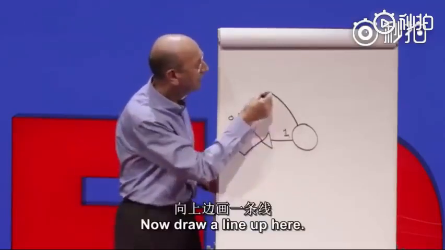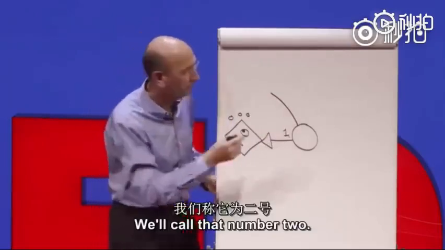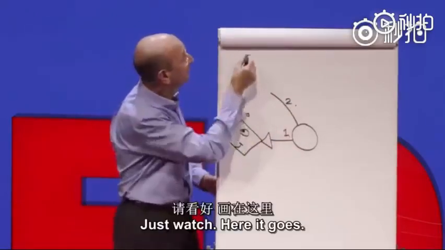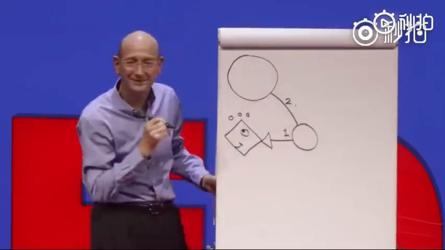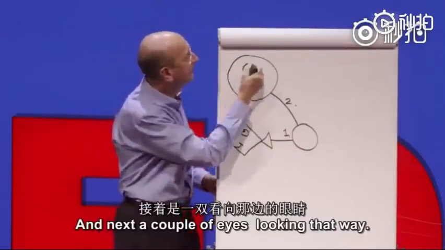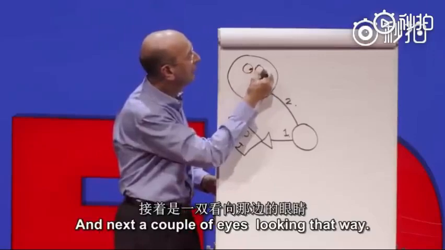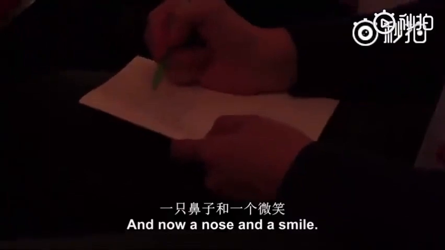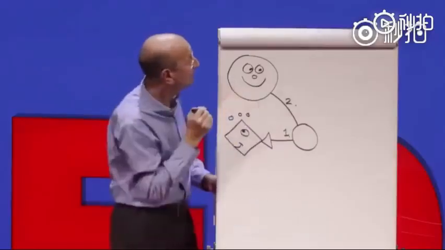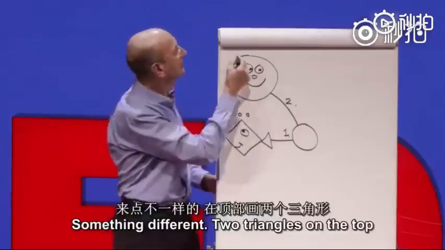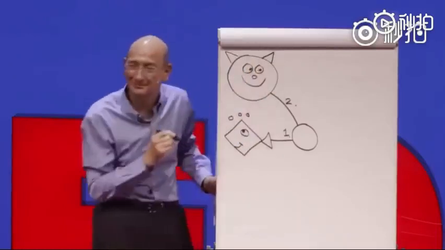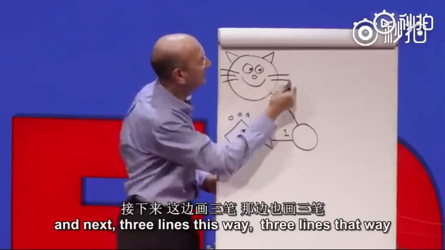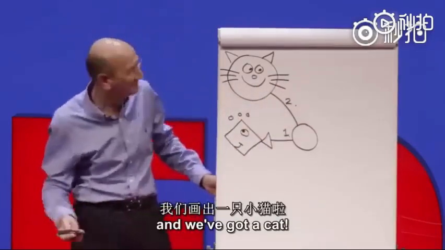Now, draw a line up here. We'll call that number 2. We're going to do a circle again. Just watch. Here goes. And next, a couple of eyes looking that way. And now, a nose and a smile. Something different. 2 triangles on the top. And next, 3 lines this way, 3 lines that way. And we've got a cat.